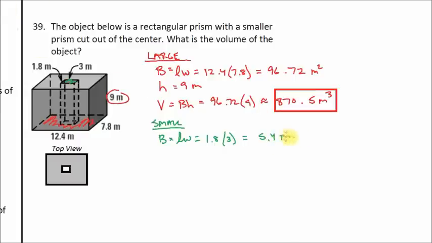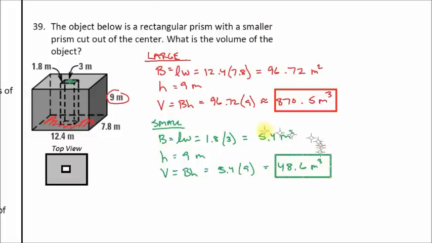And then the height is exactly the same. It's the same distance between the bases as the larger one. So the height here is still 9 meters. Our volume is base area times height. 5.4 times 9, and that is equal to 48.6 meters cubed. Now if you look at this class, we are not adding these two together. We're subtracting the smaller one from the bigger one because the smaller one has been cut out of the center.